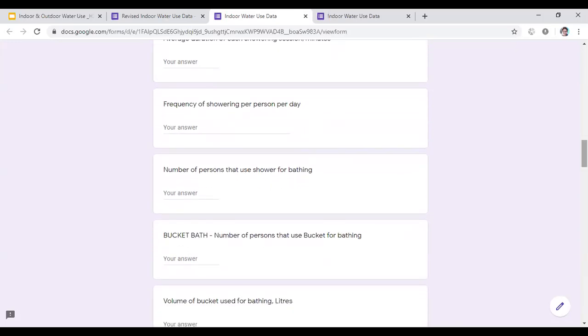Because we don't assume that everyone takes a shower, because sometimes people have preferences. Some people don't like to take a shower, some people like to take a shower, or they don't like bucket bath. So it depends. We have allowed for both types of bath methods.